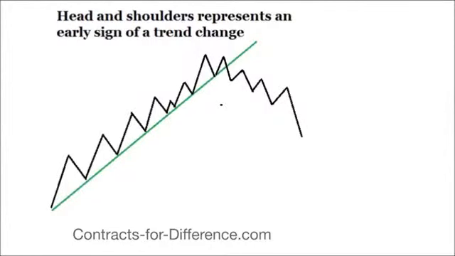Right, so we touched on it or hinted at it just then. A head and shoulders represents an early sign of a trend change. It does not guarantee that you're going to go from an uptrend into a downtrend. What it does guarantee is, at the very least, some sideways consolidation. But more often than not, because people recognise the head and shoulders, the support of the head and shoulders is quite important. Once that goes, you are pretty much in a bear market. So it is quite often the first sign.